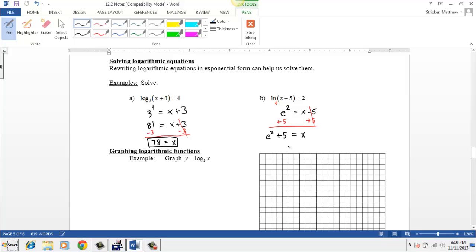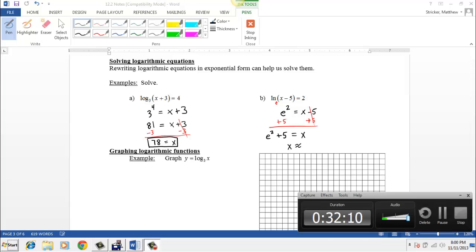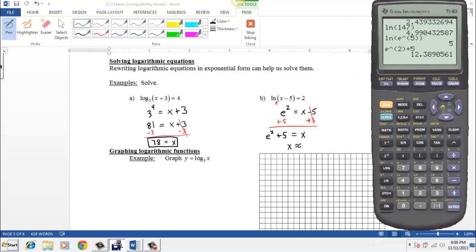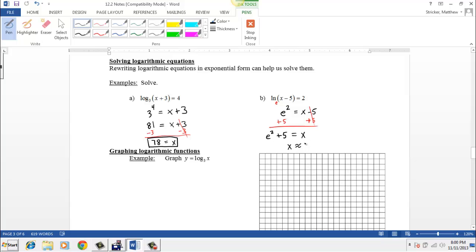And this we're going to have to calculate with a calculator, because e squared is not that easy to calculate by hand. So we can just go e squared, close parentheses, and then add 5 to that. And let's keep the convention we've been using, round to 3 decimal places, so 12.389.